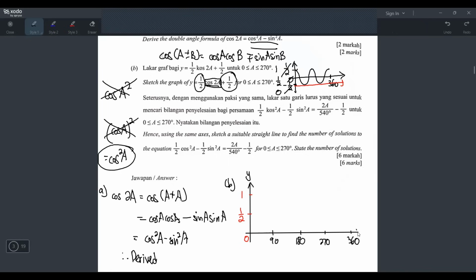Actually, I'm not used to this because usually in MS, they ask in radians, right? So now I'm writing in degrees. It feels so weird. But I have to write in degrees for this question because they ask in degrees. So we just follow them, okay?